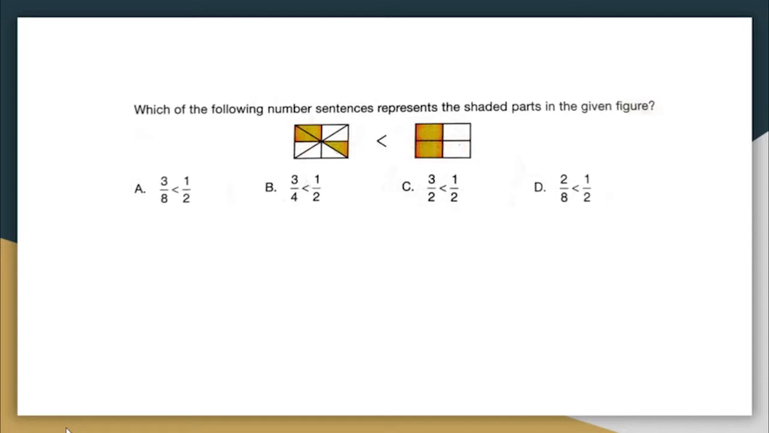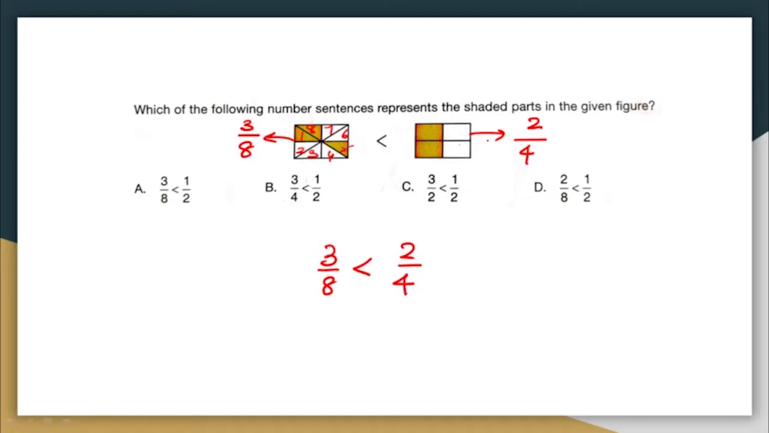See, which of the following number sentences represent the shaded parts in the given figure? What is the shaded part in the first figure that is given here? How many parts are there in this figure? 1, 2, 3, 4, 5, 6, 7, 8. Out of 8 parts, 3 parts are shaded, or this is nothing but 3 divided by 8. The shaded region in this figure is 3 out of 8. In this figure, there are 4 parts, and out of this 4 parts, how many parts are shaded? 2 parts are shaded. So 3 by 8 less than 2 by 4.